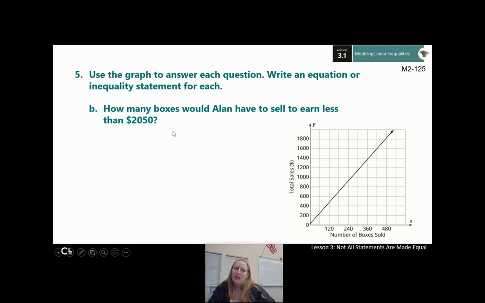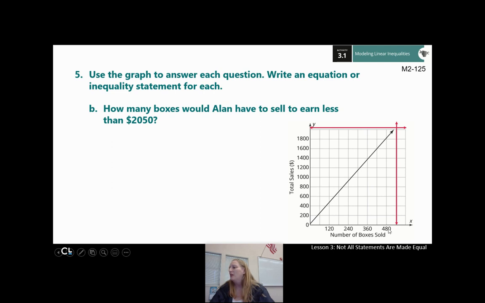How'd you do on B? How many boxes would Alan have to sell to earn less than $2,050? So again, this is 1,800. It looks like we're counting by 200. So if that's 18, that would be 2,000, 20. So 1,800, that'd be 2,000. So just a little bit above that. And if you kind of extend this out a little bit, it hits right about here. So I'm going to drop a vertical line right on down there.